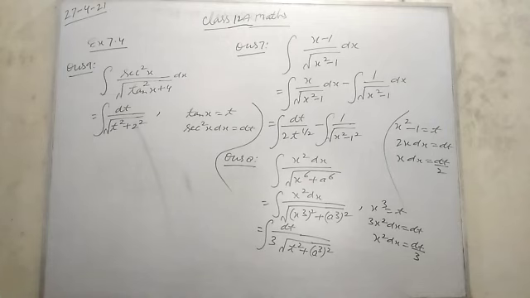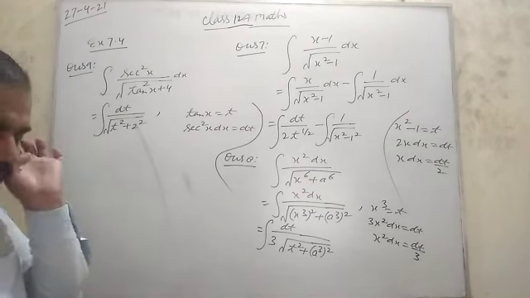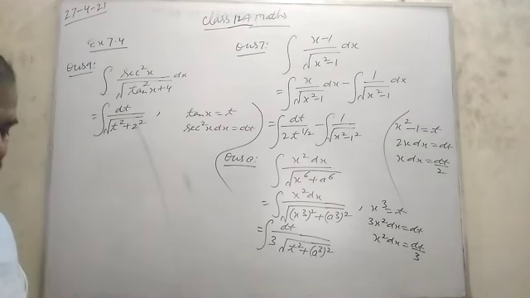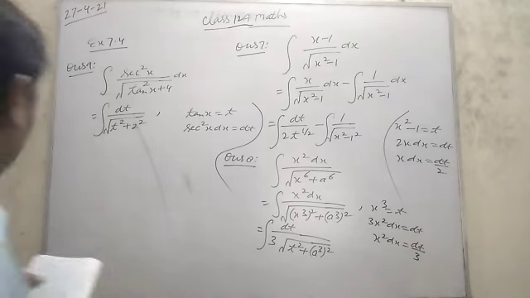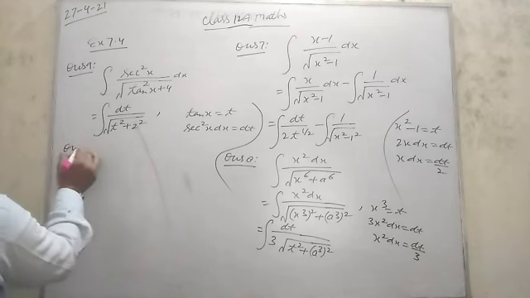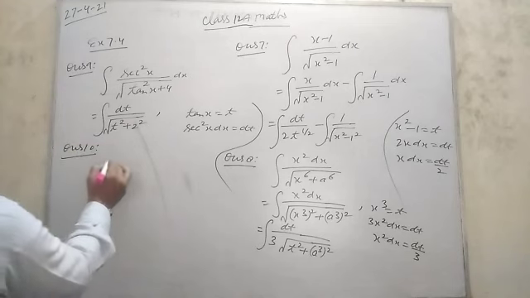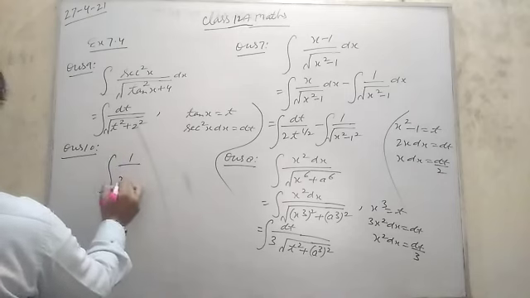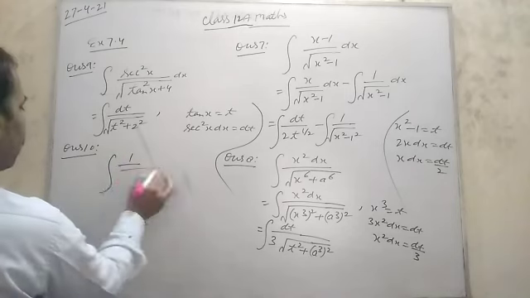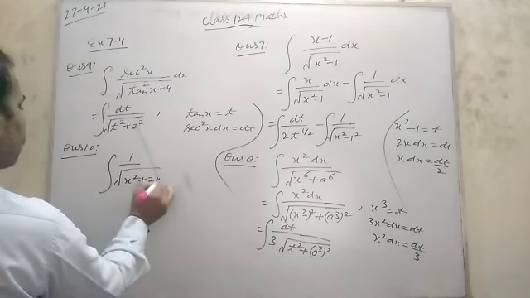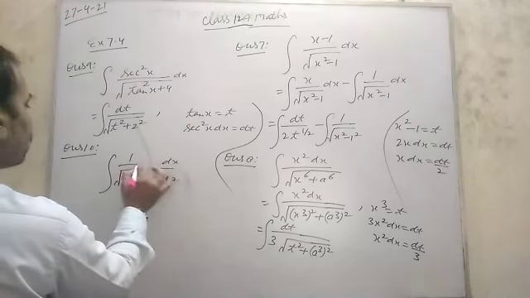Question number 10. Okay. And question number 10, 11, 12, 13, 14, 15, okay, means 10 to 15, their process same. Okay. So 10 to 15 I will tell 2 questions. Okay. So one, question number 10 you see. Okay. 1 upon under root x square plus 2x plus 2 dx.